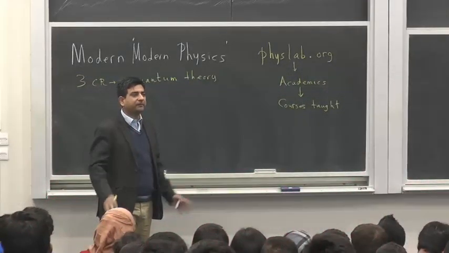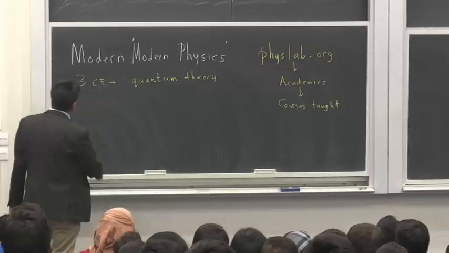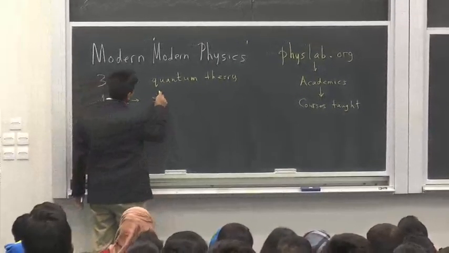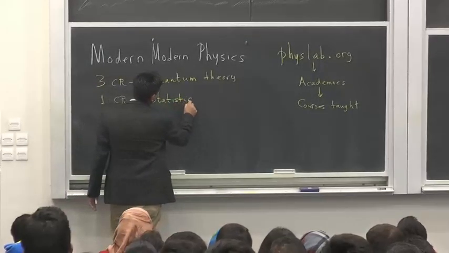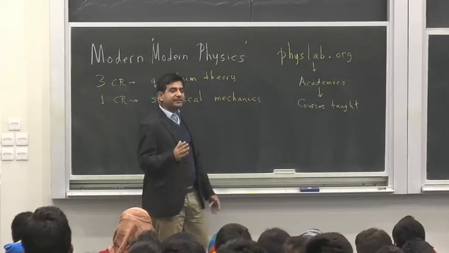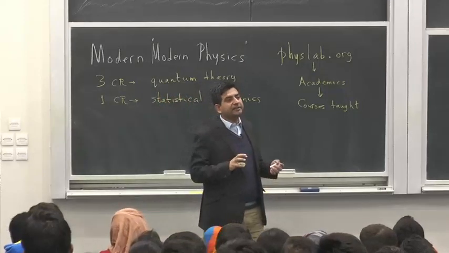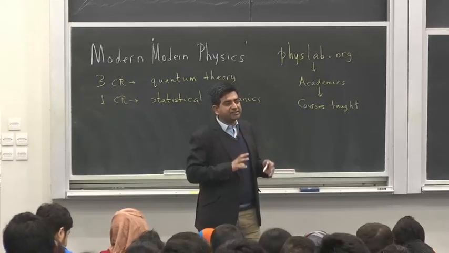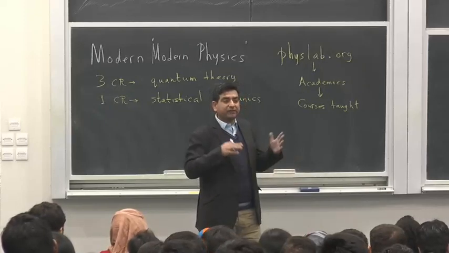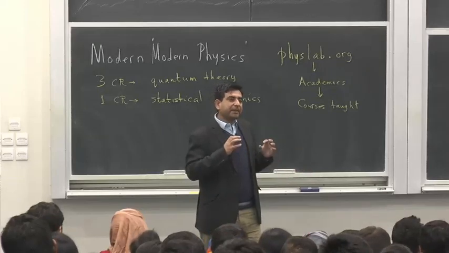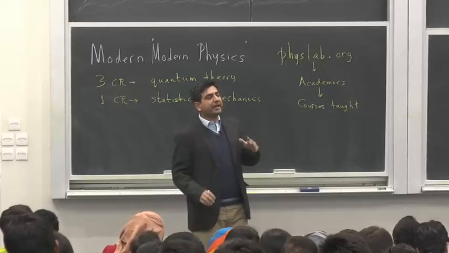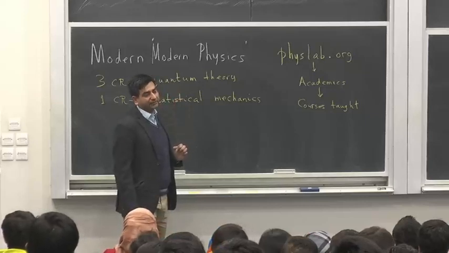So about 3/4 of this course, we'll be talking about quantum theory in different forms and the different facets of quantum theory. And 1 credit hour, which is 1/4 of the course, we'll be dealing with what is called statistical mechanics. Now, statistical mechanics is a way to understand energy, how energy is distributed inside a system, what is entropy, how do we define entropy, what is free energy, what is internal energy. So it basically deals with energy and its distribution from a microscopic perspective. And I'm going to link up quantum theory with statistical mechanics.